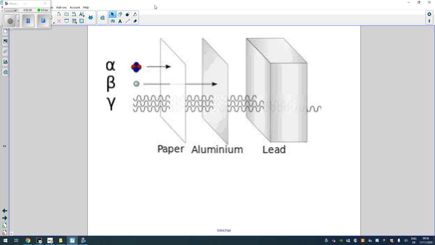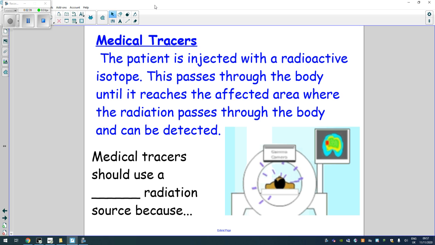Okay, moving on to our next bit then, we're going to have a look at how we can use these different radioactive particles for different things. So our first example is a medical tracer. So what's basically happening here is a patient is injected with a radioactive isotope, and this passes through the body until it reaches the affected area, and then the radiation passes through the body where it can be detected.